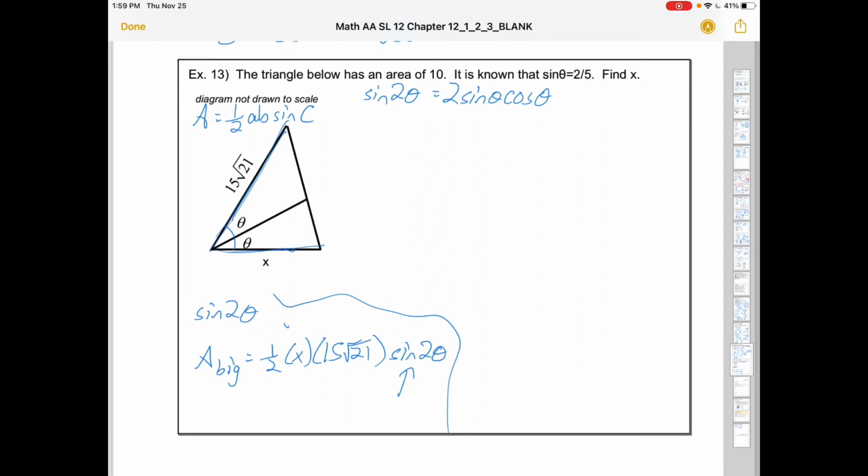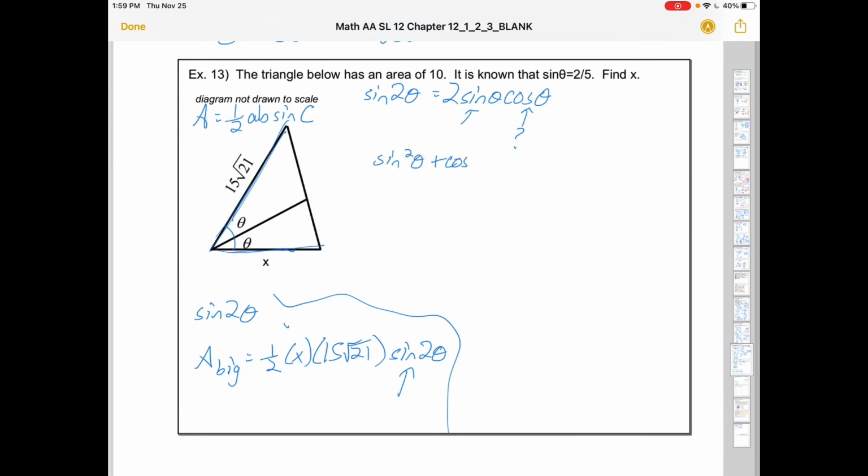Okay, so I do know sine theta. I don't know cos theta. So now I've got to take another turn. Sine 2 theta was the thing I wanted. Now to find that, I need to know cos theta. So that's going to send me to this idea.